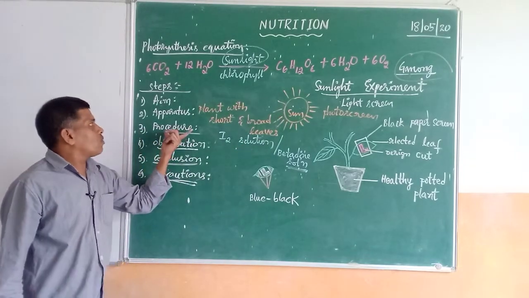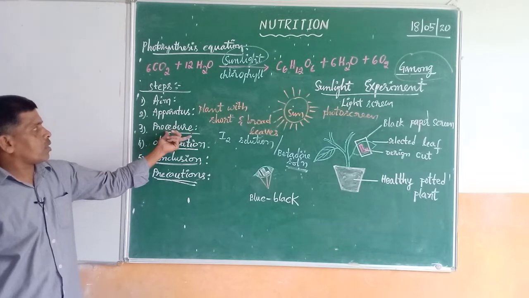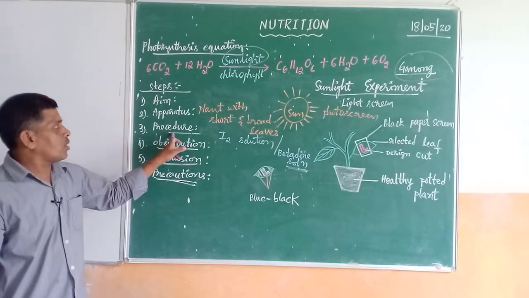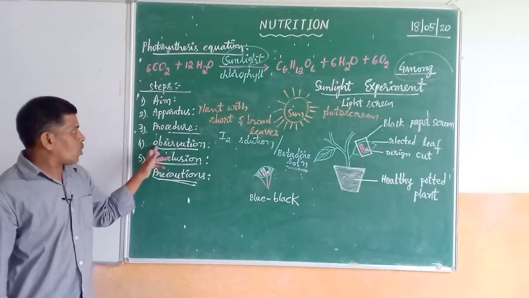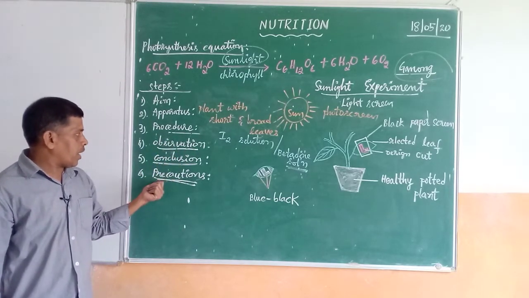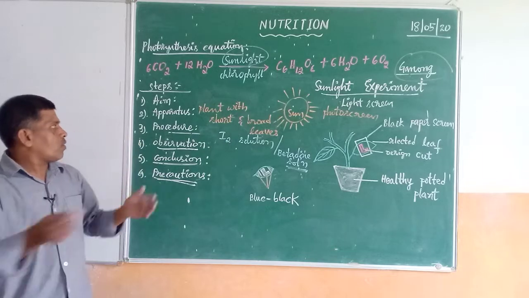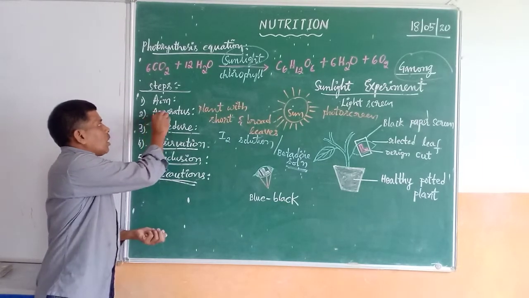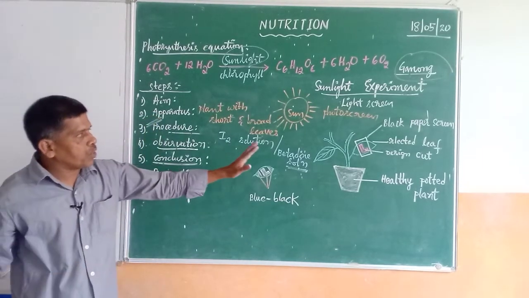Then next step we will go for the third step, that is called the procedure. Okay? Procedure. So third side heading. Then we go for observation. Then lastly go for conclusion, and finally end up with the precautions. Okay? Now we start with the method.